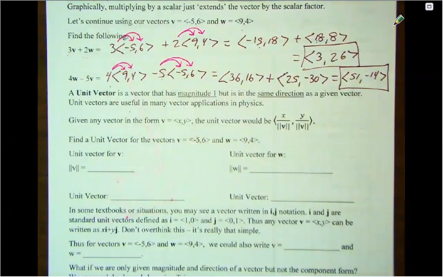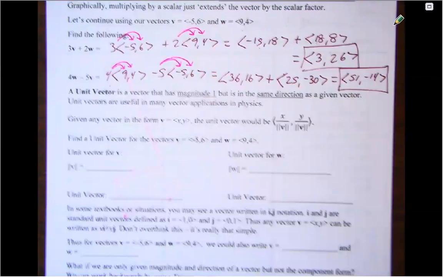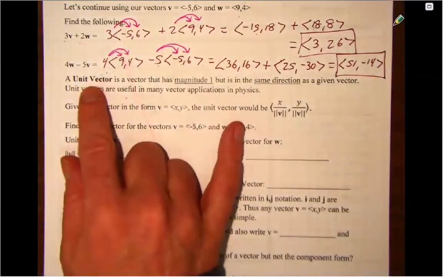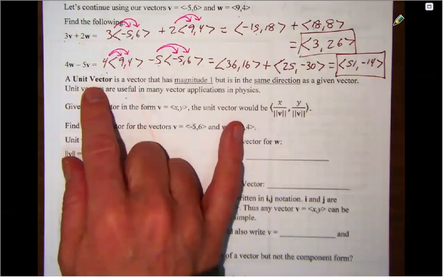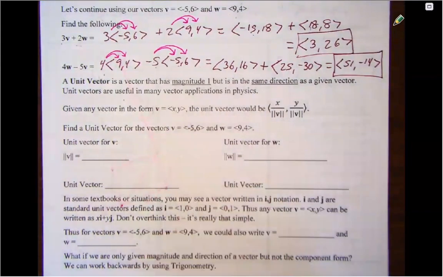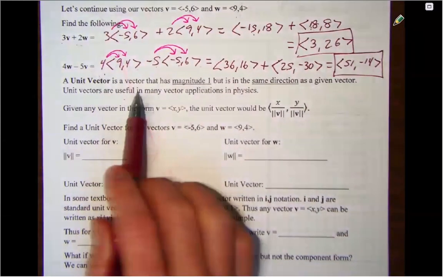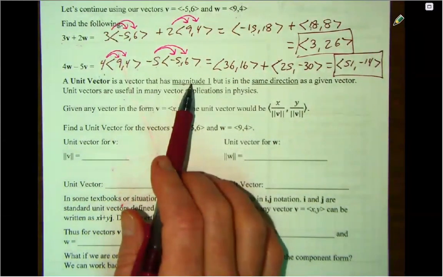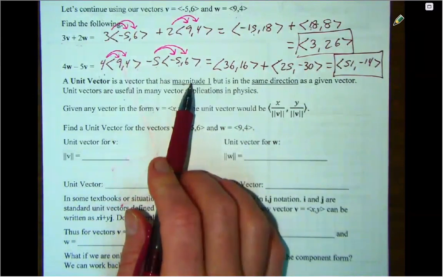Okay, so a couple of loose ends. A unit vector is just what it sounds like. If you remember our old friend, the unit circle, we called it a unit circle because it was a circle with a radius of 1. We just call the radius 1 for the heck of it. A unit vector is a vector that has a magnitude of, you guessed it, 1.